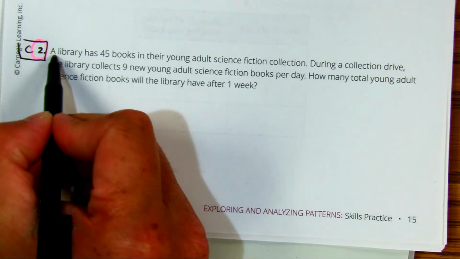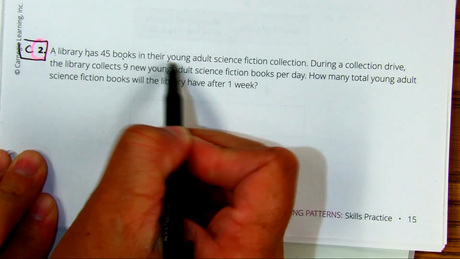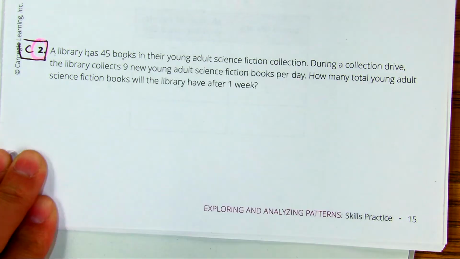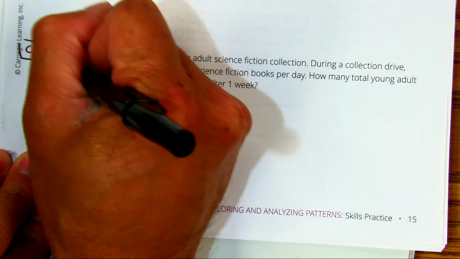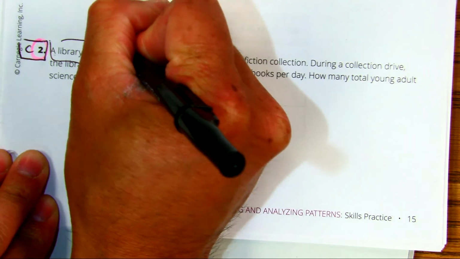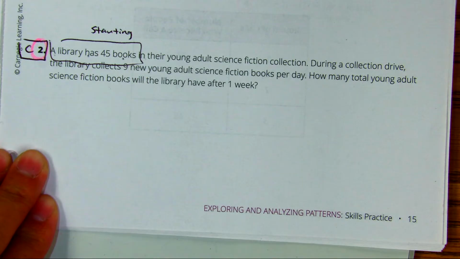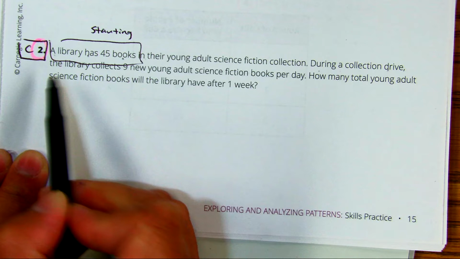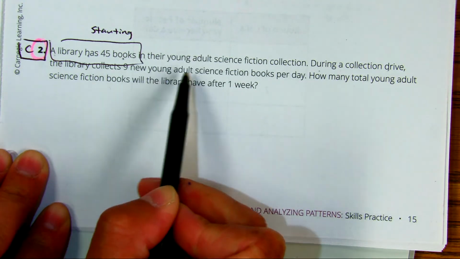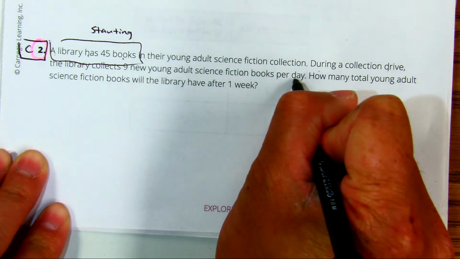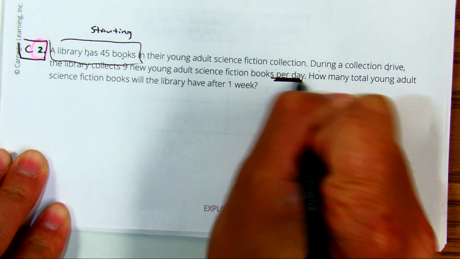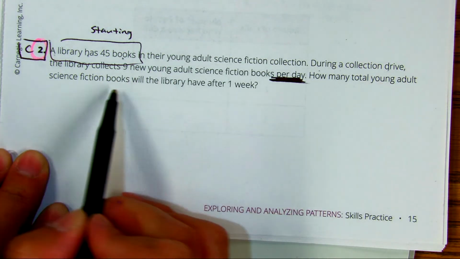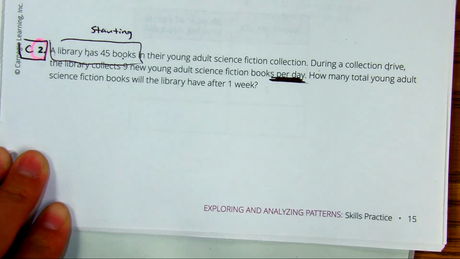A library has 45 books in their young adult science fiction collection. Class, if I look at the library, how many books do they start with? 45. So this is a starting point. Starting. Right? During a collection drive, the library collects 9 new young adult science fiction books. Okay, right. Underline this one. Per day. How many total young adult science fiction books will the library have after 1 week?